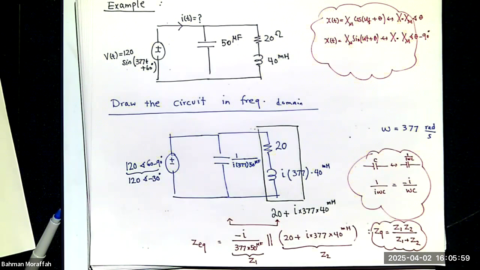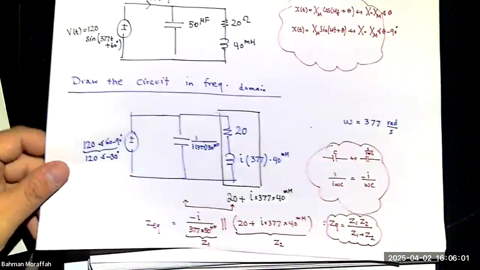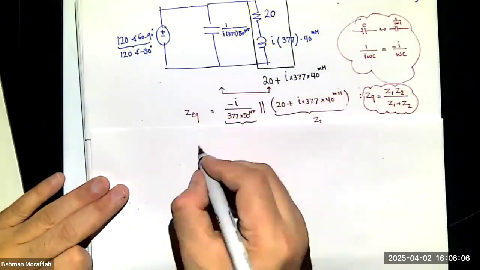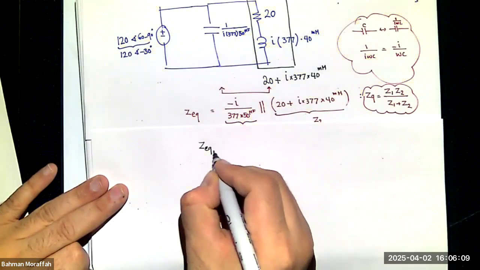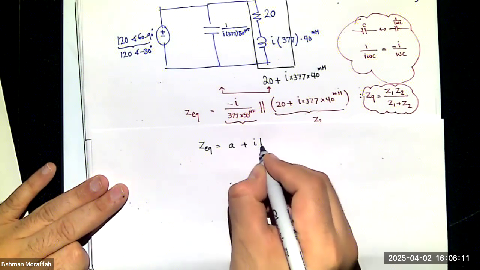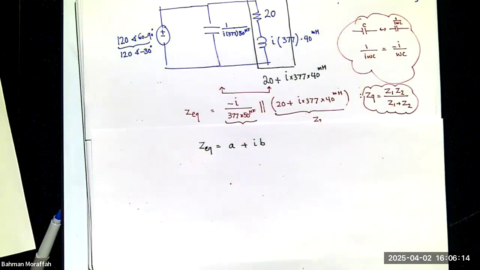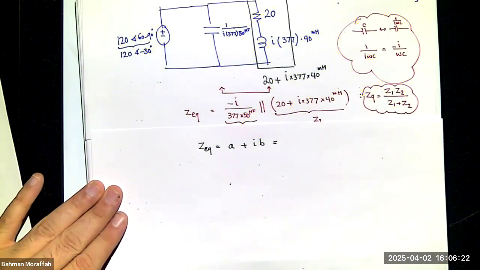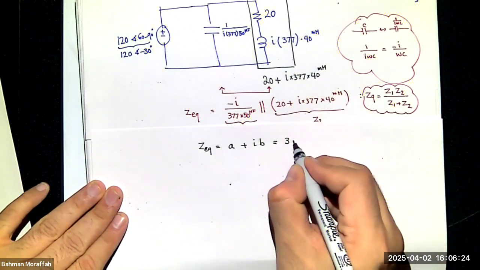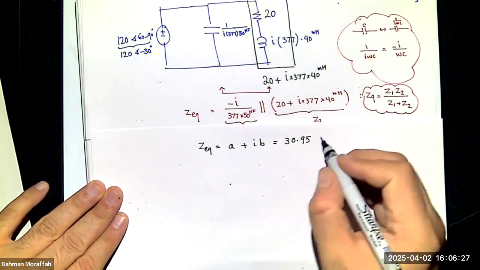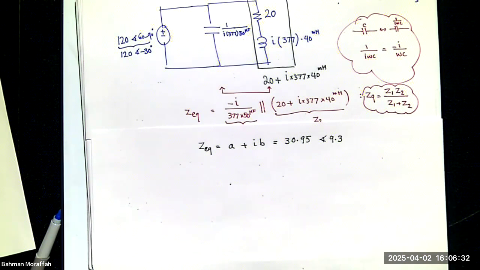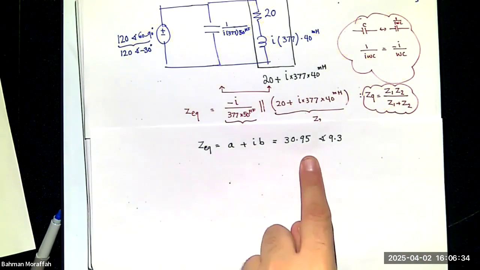It turns out this is going to be some A plus IB. We can find A and B just by writing down this formula. But we can write it in terms of the polar form, which is 30.95 with angle 9.3. As soon as I get to this point, I can convert it to the polar form.